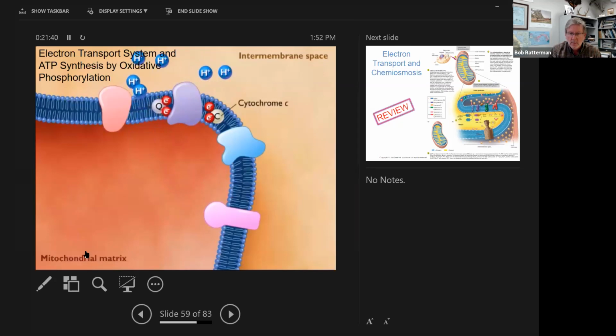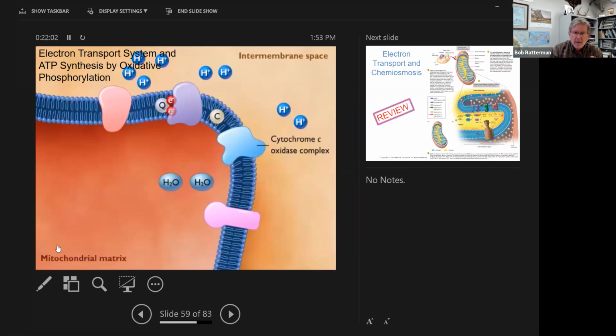Cytochrome C transfers electrons to the cytochrome C oxidase complex. Protons are also transferred to the outside of the membrane by the cytochrome C oxidase complex. The cytochrome oxidase complex then transfers electrons from cytochrome C to oxygen, the terminal electron acceptor, and water is formed as the product. So as we just said, water is the end product made as a result of oxygen accepting those electrons and then combining with some hydrogen to make H2O.